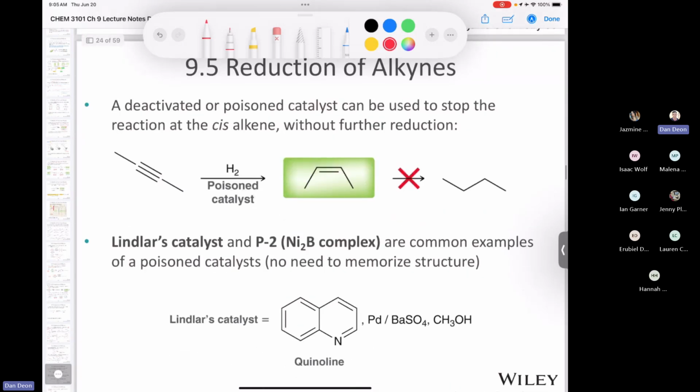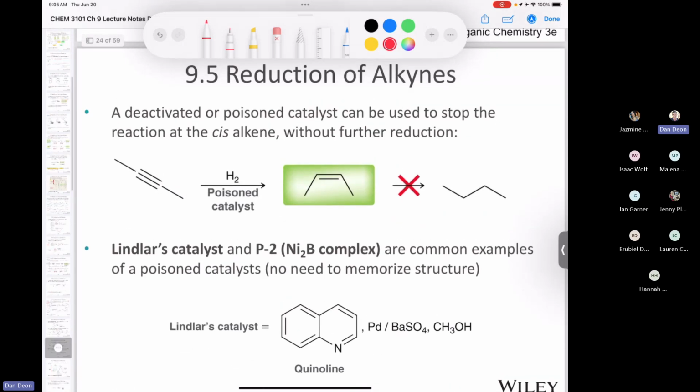So what we use is what's called a deactivated or a poisoned catalyst. They both mean the exact same thing. And what it does is it stops the hydrogenation at the cis alkene and it doesn't keep going. Now, if you're wondering what a deactivated or poisoned catalyst is, there's actually a few of them out there. One of them is Lindlar's catalyst. That's usually what my students write. Sometimes they'll write poison catalyst. I would accept that. That's totally fine. Sometimes they write Lindlar's catalyst. I would totally accept that.